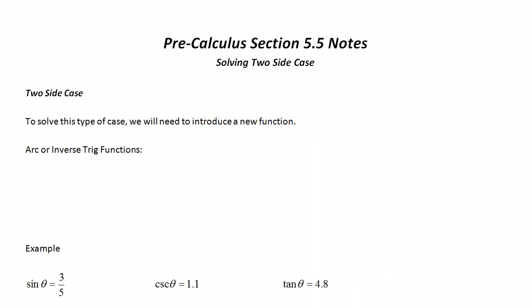Okay, in this section we're going to take a look at continuing to solve right triangles, but in these particular examples we're going to look at two-sided cases. So this is going to bring up some new trig ratios and functions, and we're going to be dealing with now the arc or inverse trig functions. So that's arcsine, arccosine, arctangent, often also just referred to as inverse trig functions.